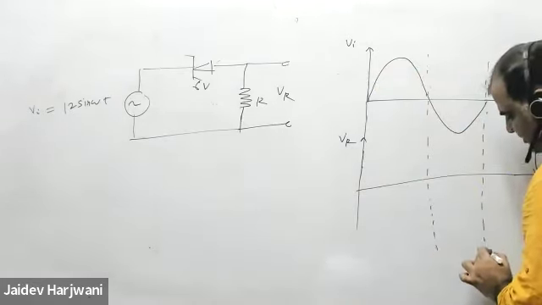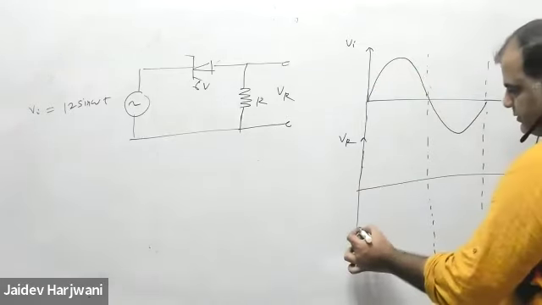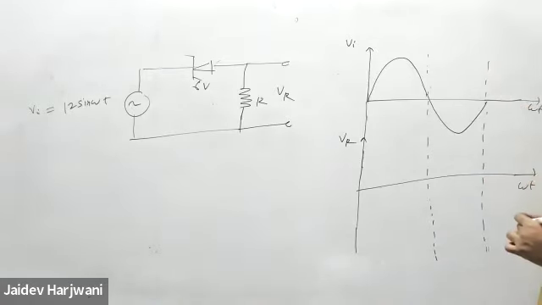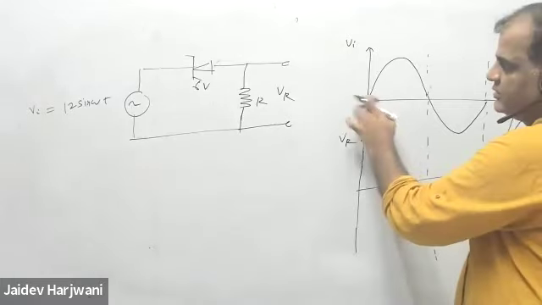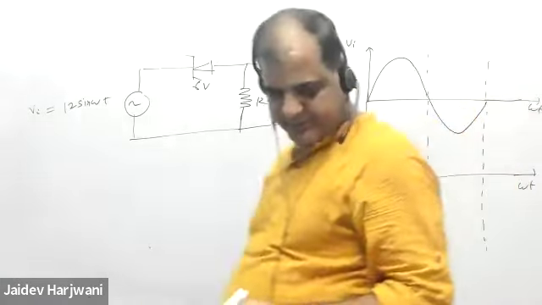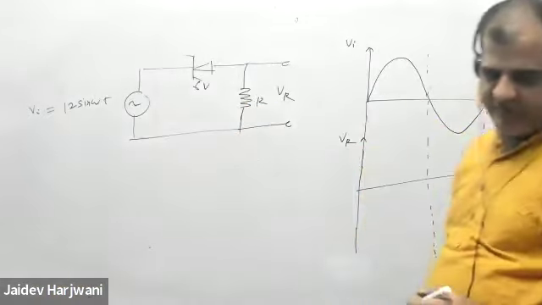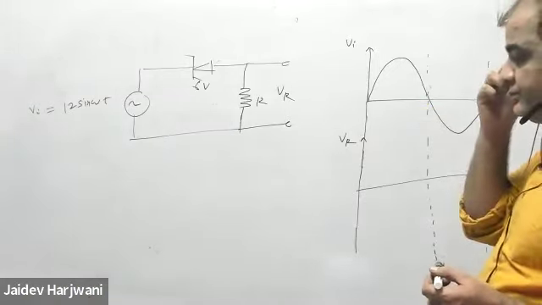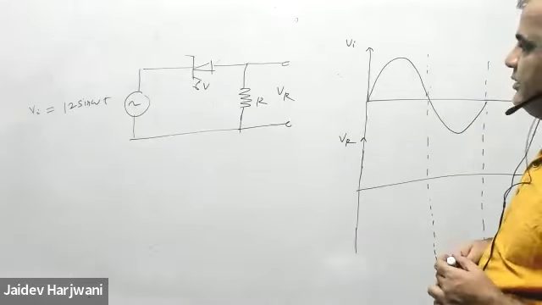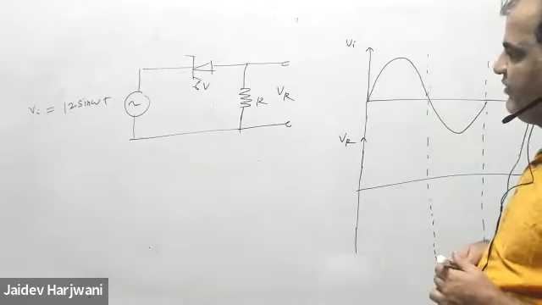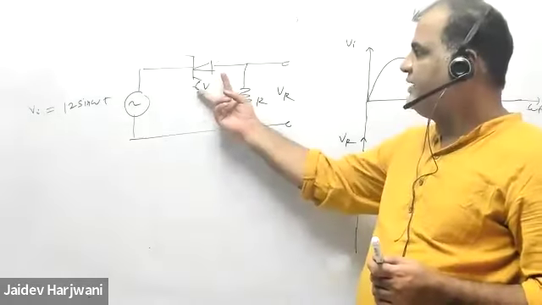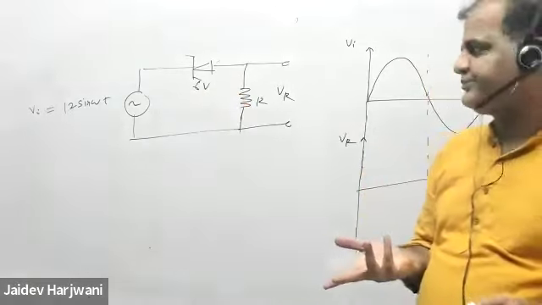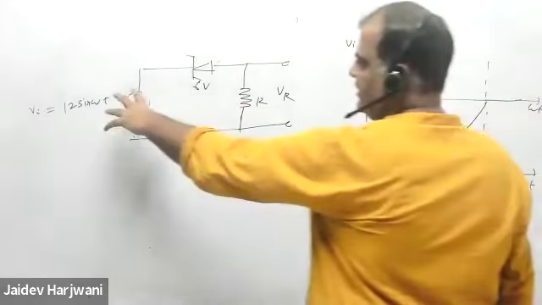Tell me how to approach this problem. At omega t equal to 0, my V input is 0. That means what is the current here? If V input is 0, what is the VR? So 0. So if I want to make this diode on, my V input should be greater than 6 volt, yes or no? Yes.